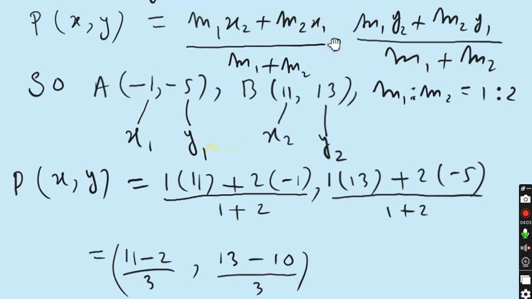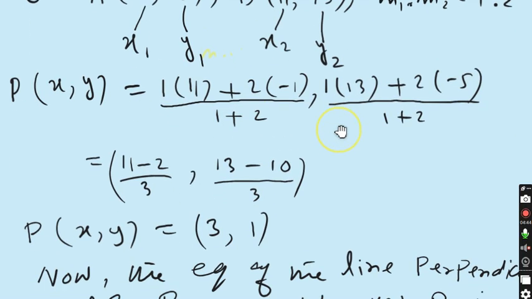So A is (-1, -5), B is (11, 13). So you can say A is (x1, y1), B is (x2, y2), and m1 ratio m2 is 1 is to 2. So what is the formula? m1 is 1, x2 is 11, plus m2 is 2, x1 is negative 1, upon m1 plus m2, that is 1 plus 2, comma, this is the y coordinate, m1 y2, 1 into 13, plus m2 y1, 2 into minus 5, upon m1 plus m2, that is 1 plus 2.